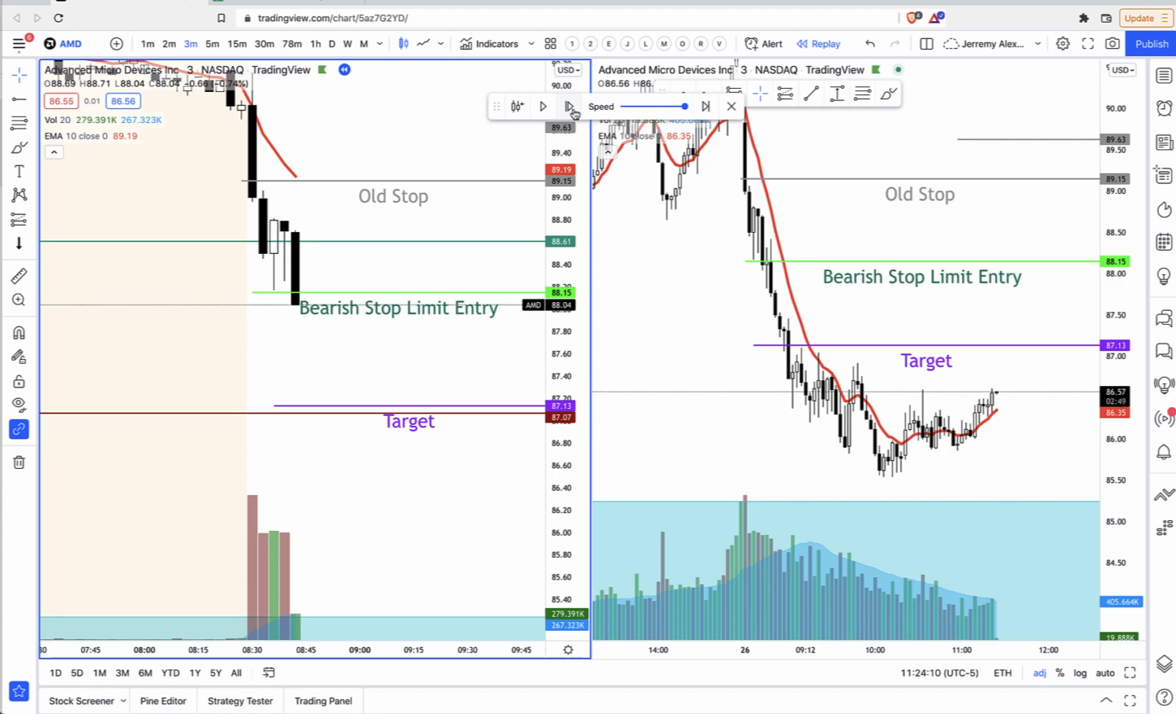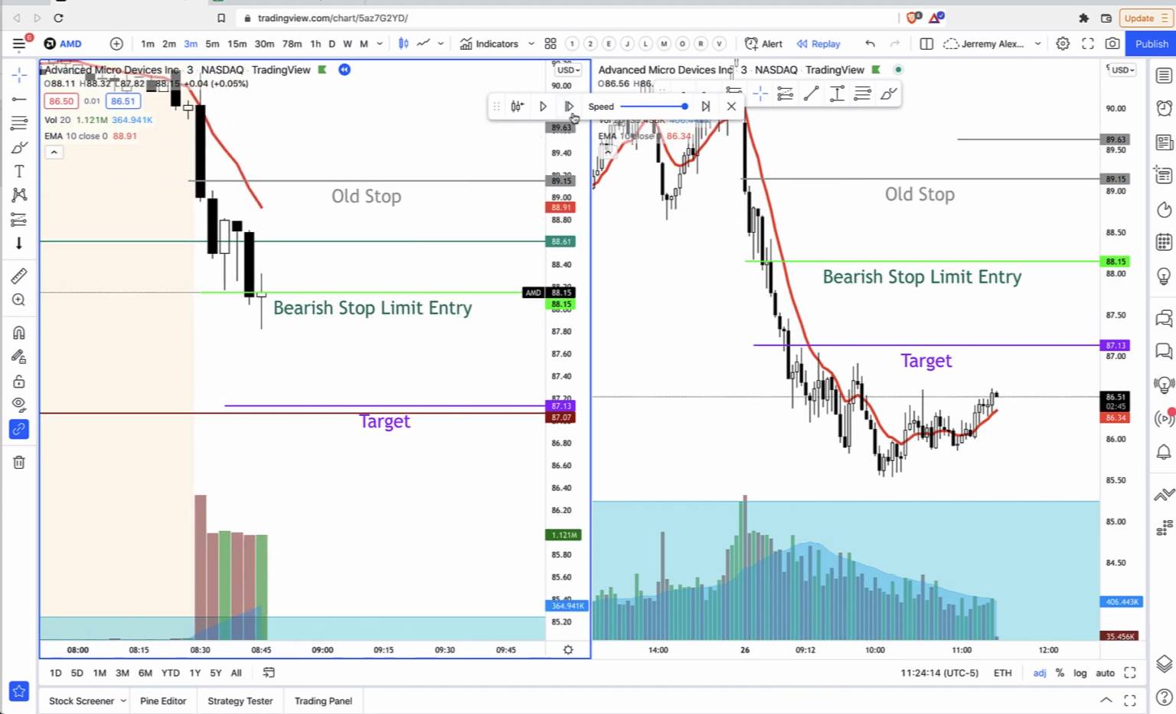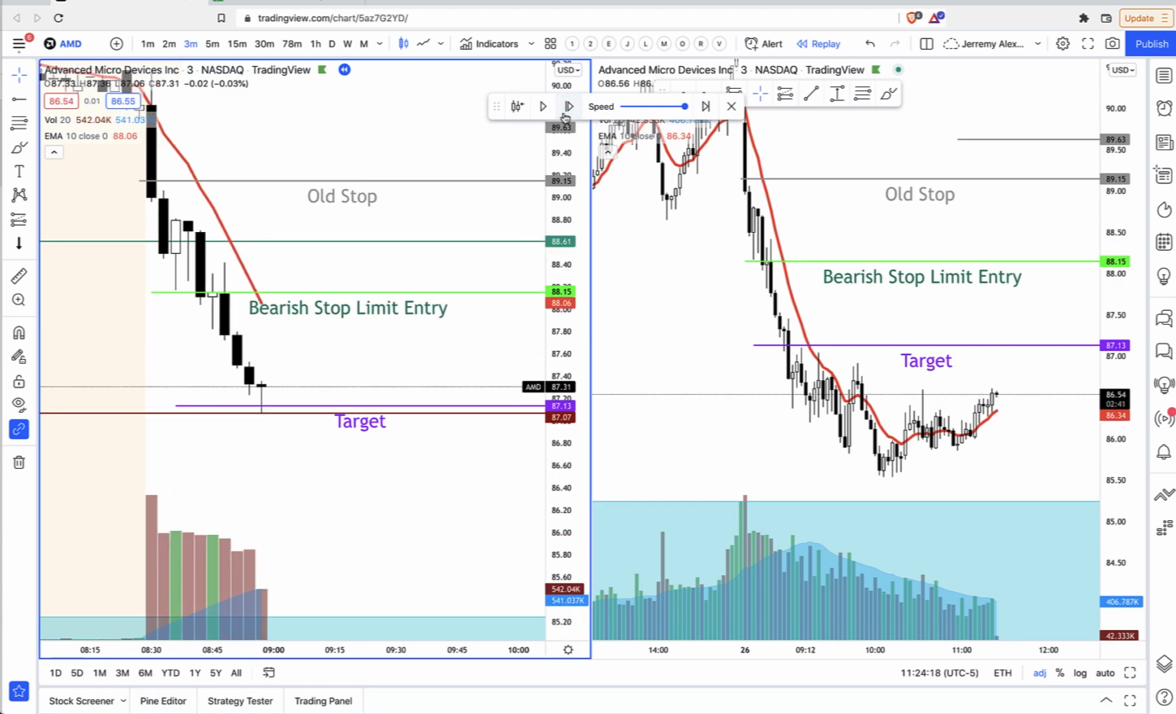The entry was right there. Next candle was a high wave bullish candle. Waited for that to break down, which it did 3 minutes later. And this was an amazing cash flow opportunity on AMD.